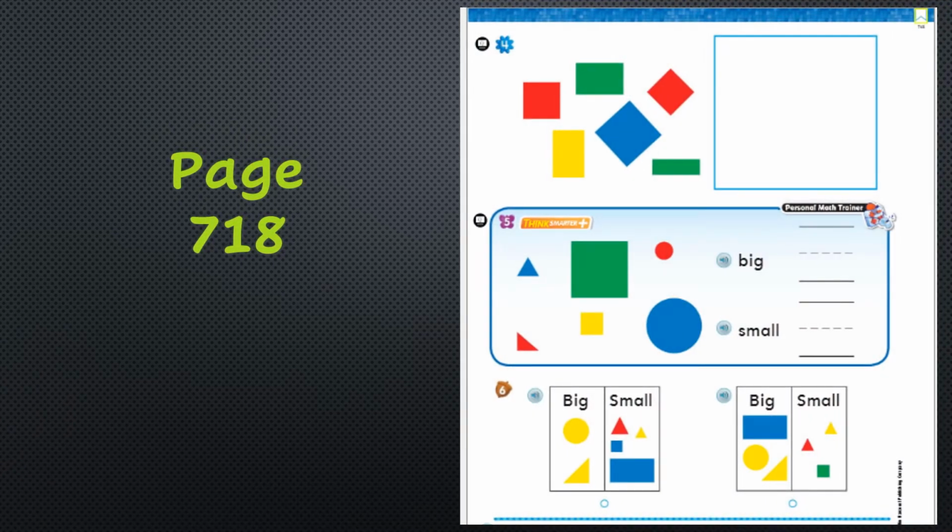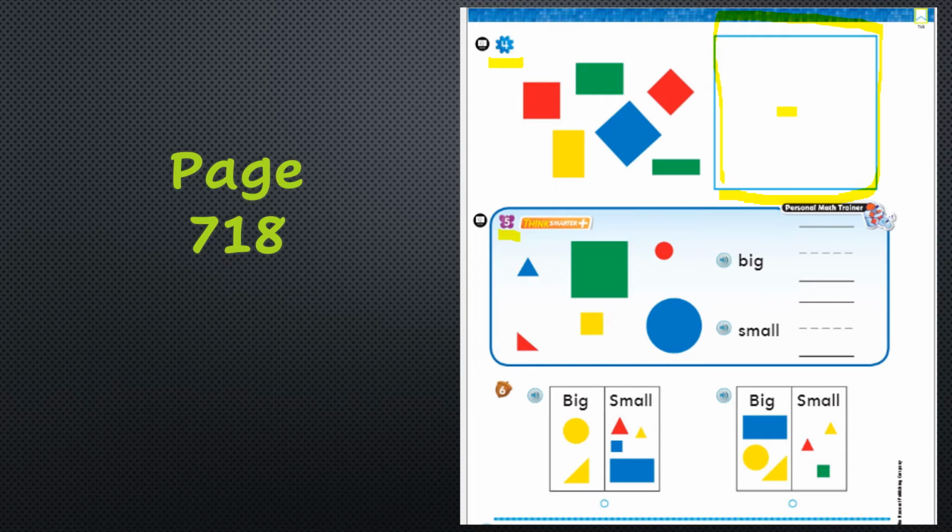Now you should be on page 718, and we're looking up here at number 4. For number 4, I would like you to look at all of those shapes right there outside of the box. Then I would like for you to draw and color a shape inside the box that can belong in that category. Look at those shapes. Think of another one that can belong in that same category and draw it inside the box. Okay.